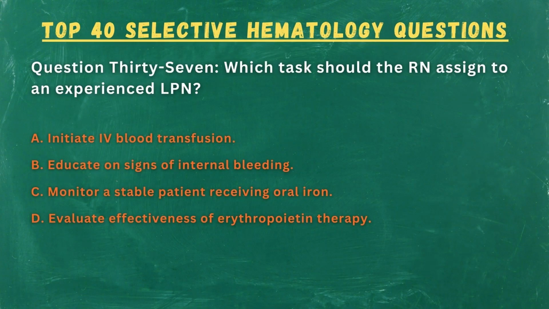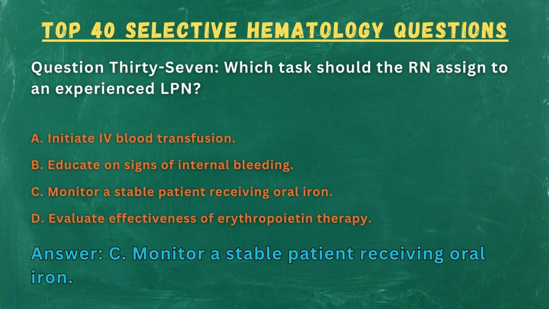Question 37. Which task should the RN assign to an experienced LPN? A. Initiate a blood transfusion. B. Educate on signs of internal bleeding. C. Monitor a stable patient receiving oral iron. D. Evaluate effectiveness of erythropoietin therapy. Answer: C. Monitor a stable patient receiving oral iron.